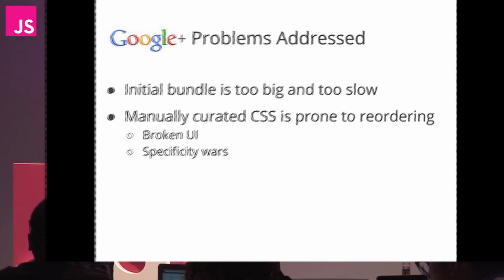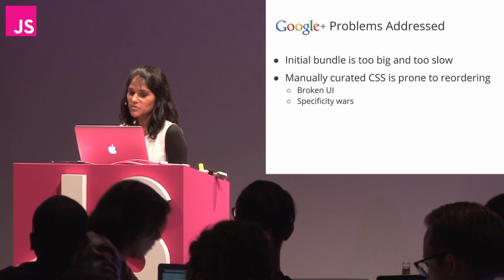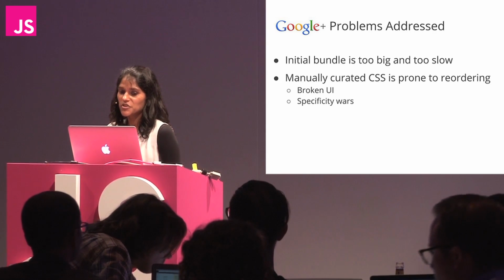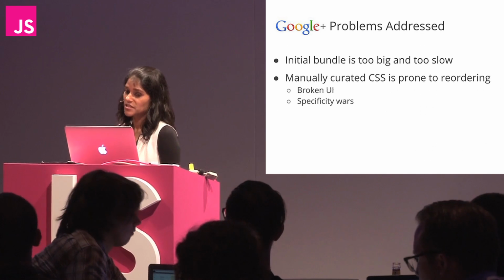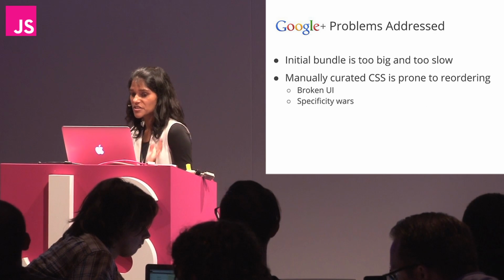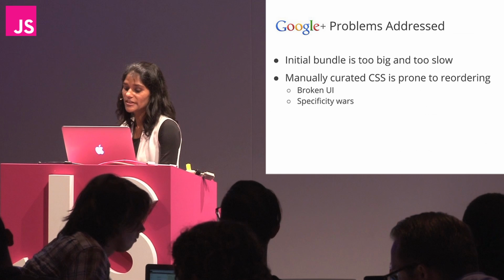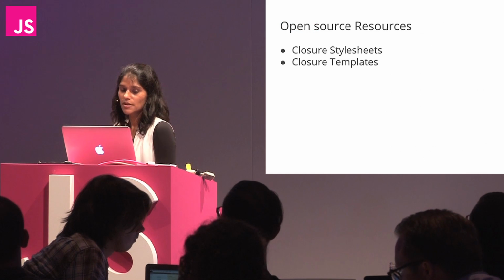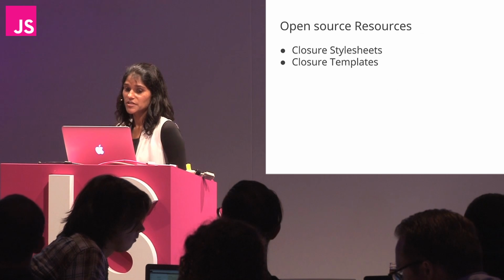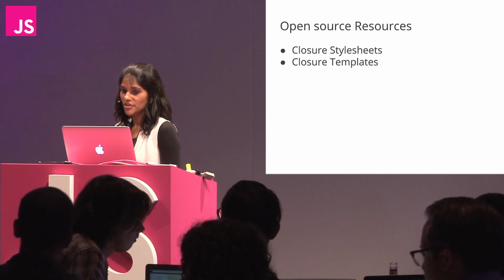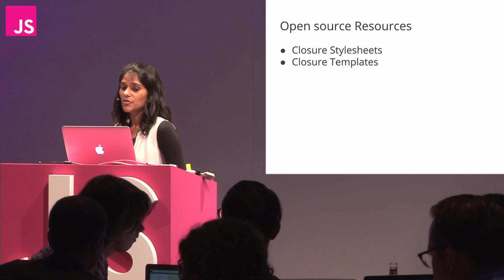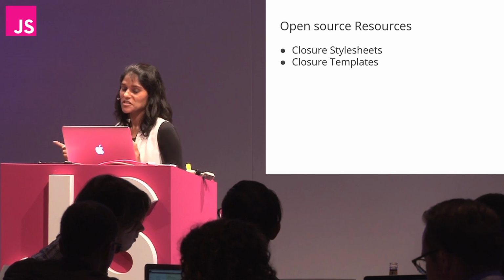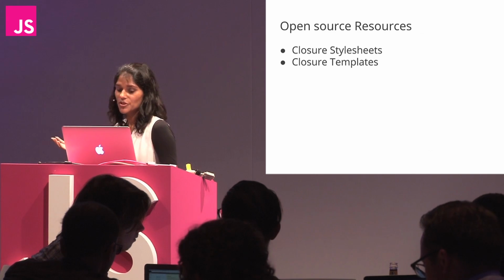So now this solves our original problems of Google+, which is big CSS bundles that are slow, and specificity wars, manual curation, maintainability. So these are some open source resources that you can look at. We use Closure Stylesheets, which has our @provide and @require syntax. And we use Closure Templates, which doesn't have our require CSS syntax yet, but will in the future.